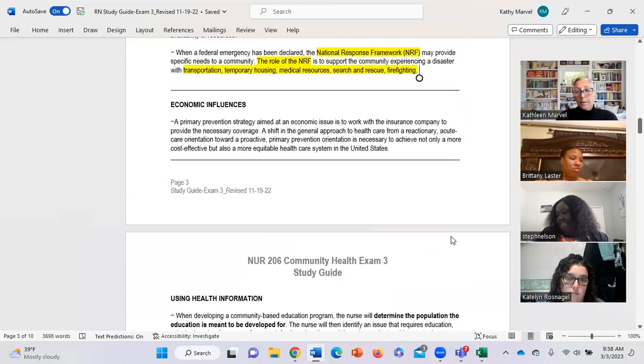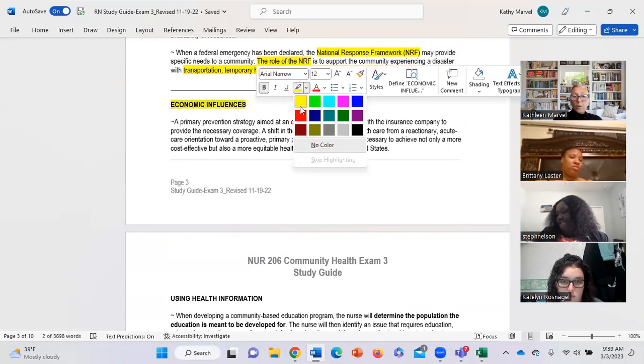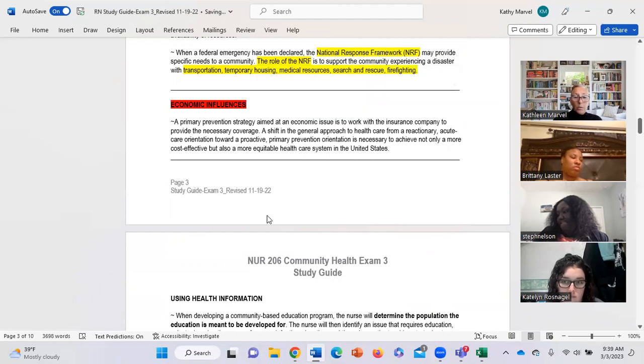Economic influences in healthcare. So what are the primary prevention strategies? I don't know why I don't have this. I'm usually pretty organized about all this.